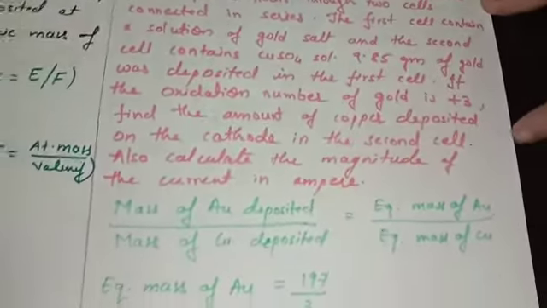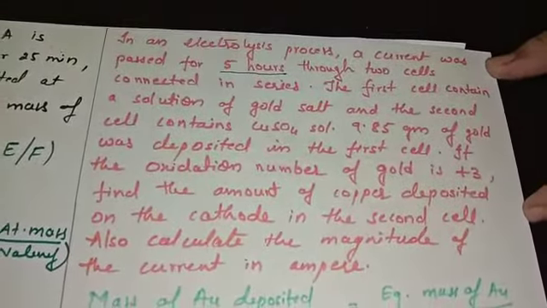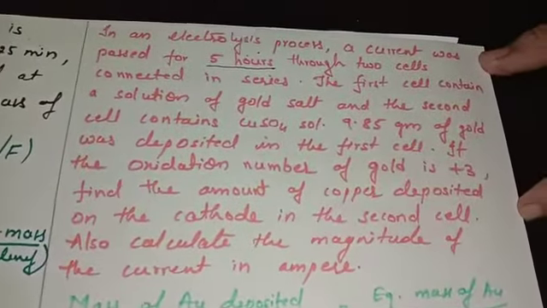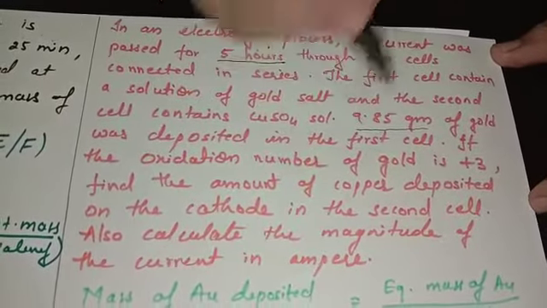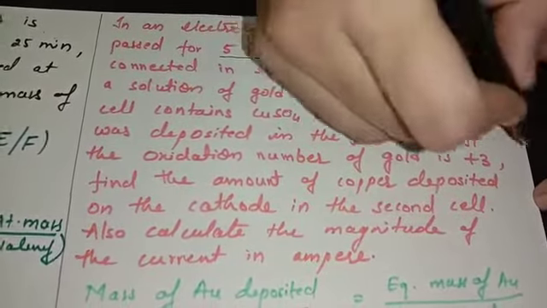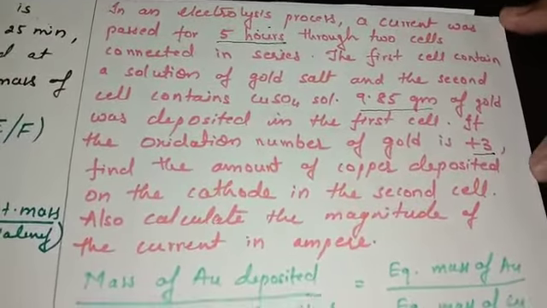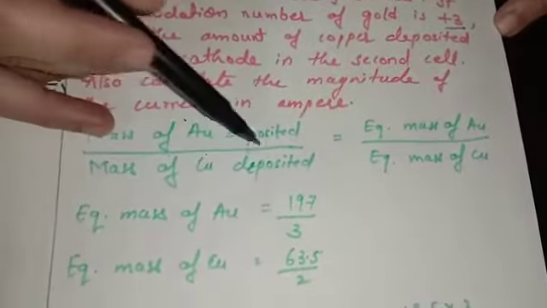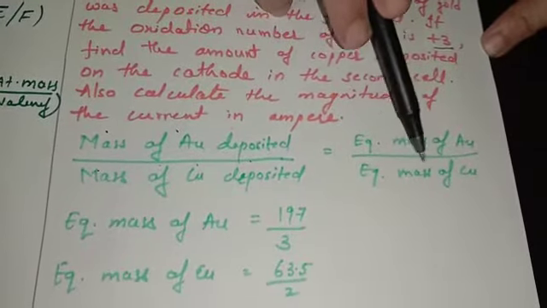So in this question, what are the things given to us? 5 hours, that is, time is given to us, but we have to convert these hours into seconds. 9.85 gram, that is the value of W, is given to us. The oxidation state of gold is given to us, that is 3. Now coming to the formula: mass of gold deposited upon mass of copper deposited is equal to equivalent mass of gold upon equivalent mass of copper.